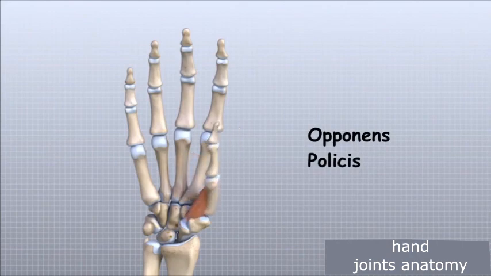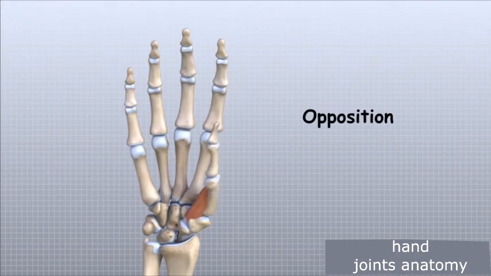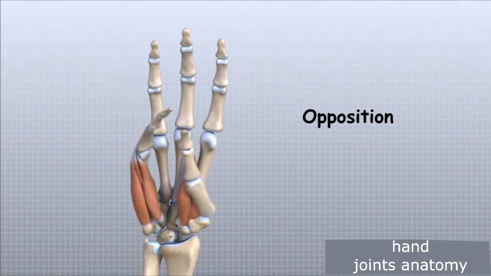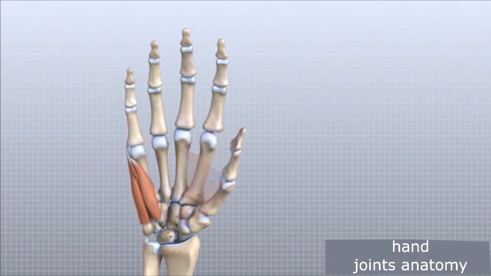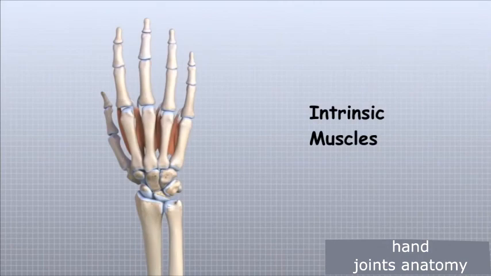The opponens pollicis moves the thumb into opposition. It makes the pulp of the thumb face the palm. This is the motion that allows you to touch the tip of your thumb to the tip of your little finger. The muscles of the hypothenar eminence are also roughly arranged in the same manner. The smallest muscles that originate in the wrist and hand are called the intrinsic muscles. These intrinsic muscles hold the fingers steady during fine movements of the hand, wrist, and fingers.